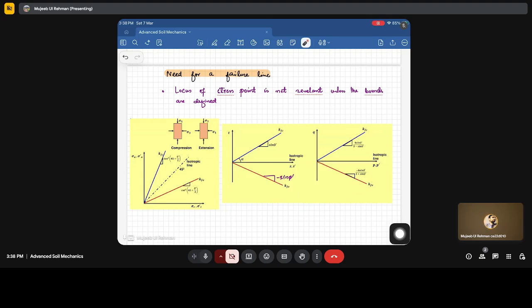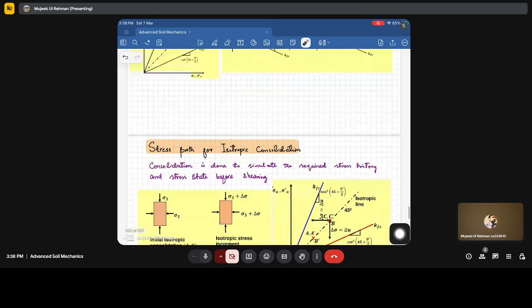So this is the isotropic line, and the failure bound in the compression is KFC, given by the slope 6 sin phi dash divided by 3 minus sin phi dash. And in the extension, we have a slope of minus 6 sin phi dash divided by 3 plus sin phi dash. This is from the extension side.